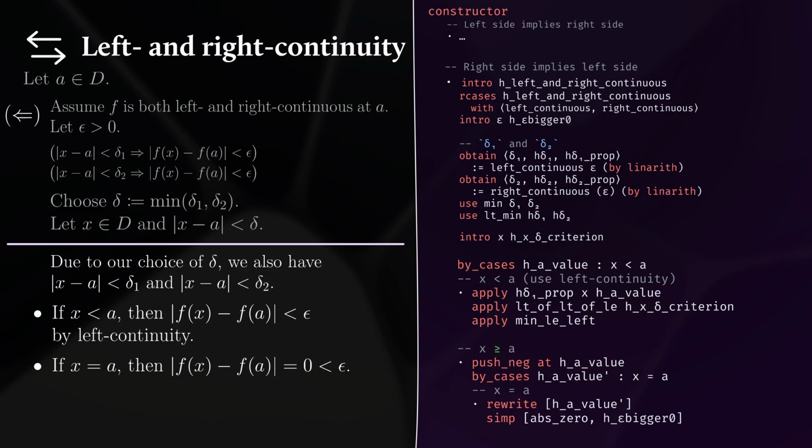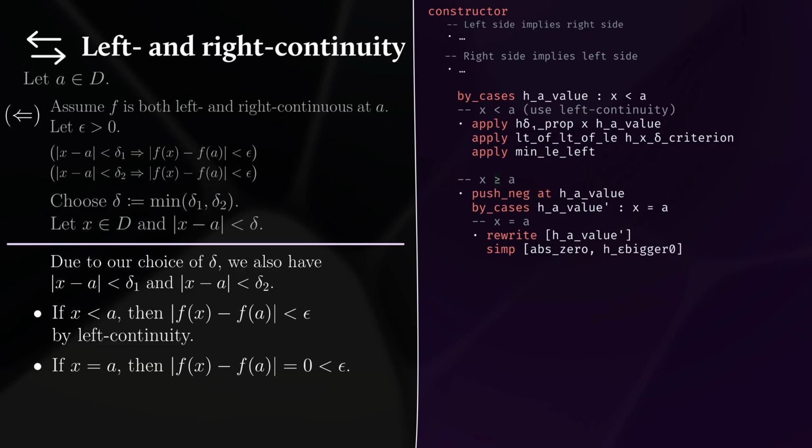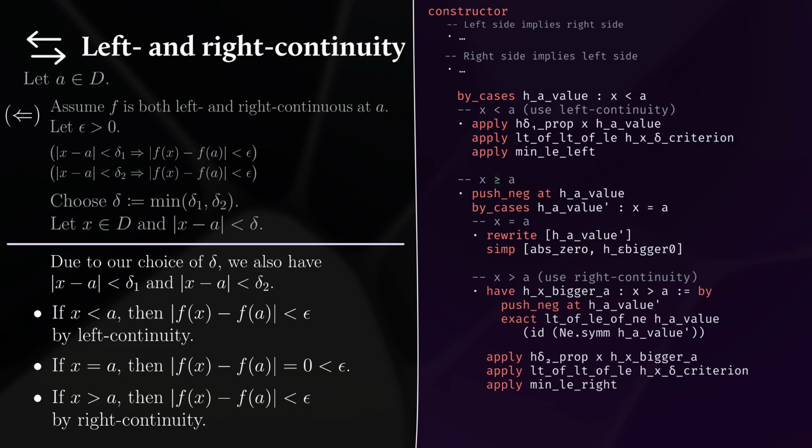And for the last case where x is greater than a, we have that the absolute value of f of x minus f of a is smaller than epsilon by right continuity. In Lean, this part is a bit longer because we're still in the case where x is greater or equal to a, but we don't want the case x equal to a. We've already done that. So we have to show that x is greater than a. And don't worry if you don't understand every single step here. It's just for a demonstration so that you see the overall picture.